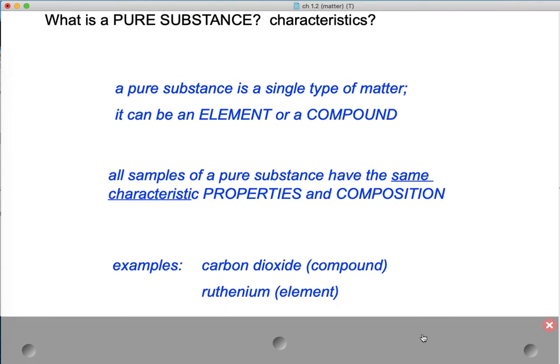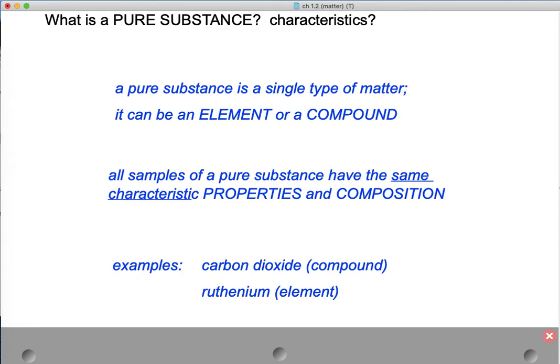Carbon dioxide is a pure substance. It's a compound. Ruthenium is a pure substance. It's an element, one of my favorite elements, by the way.